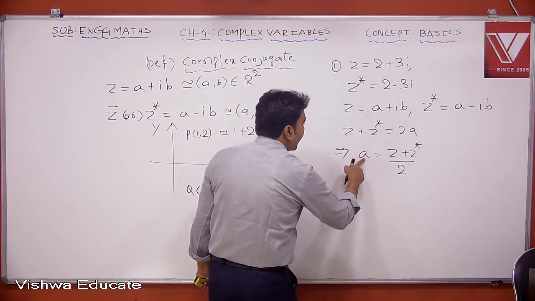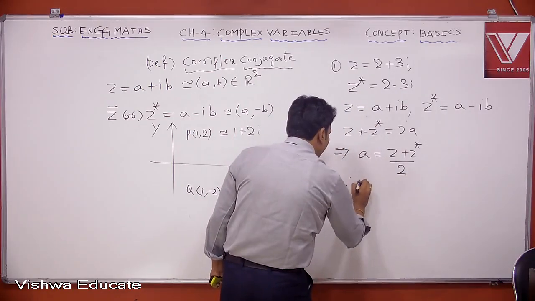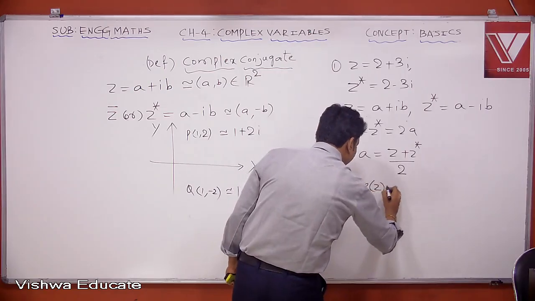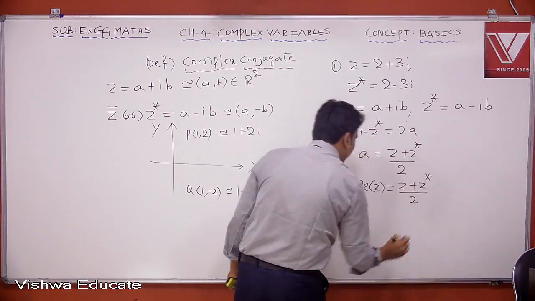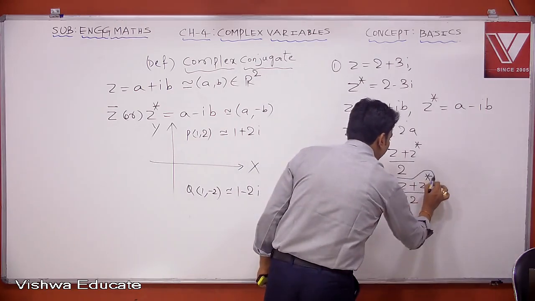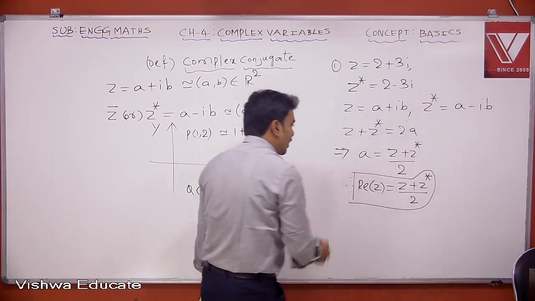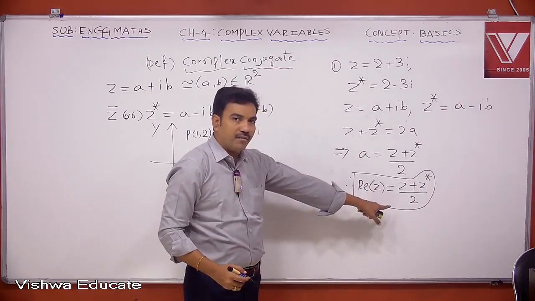Now what is this a? This is the real part of z. Therefore the conclusion is, real part of z is z plus z star divided by 2. This is one conclusion. Real part of z is z plus z star whole divided by 2.